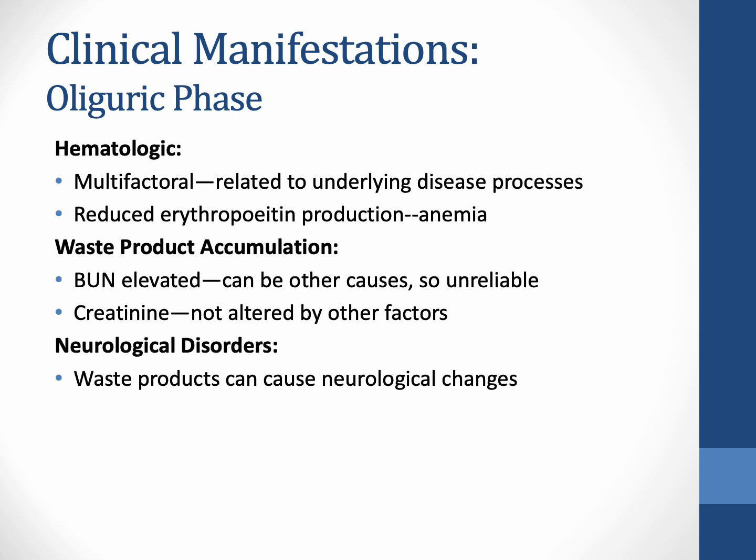Other considerations are that you have to look at hematologic manifestations. The causes are related to both the underlying disease and the effects of kidney dysfunction. Anemia results from reduced production of erythropoietin by the kidneys, which is necessary for red blood cell production. Waste products accumulate, so look at your BUN levels as they increase, though they may be influenced by factors other than kidney function, making them less reliable. More reliable than BUN, you want to look at creatinine, as it is not affected by other factors, indicating the extent of waste product accumulation.